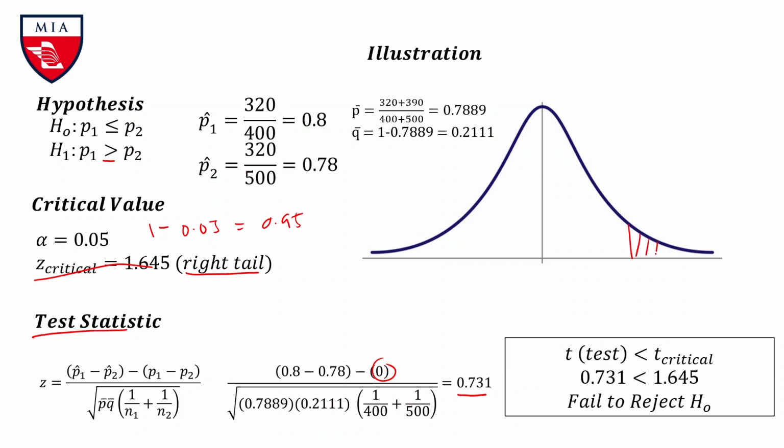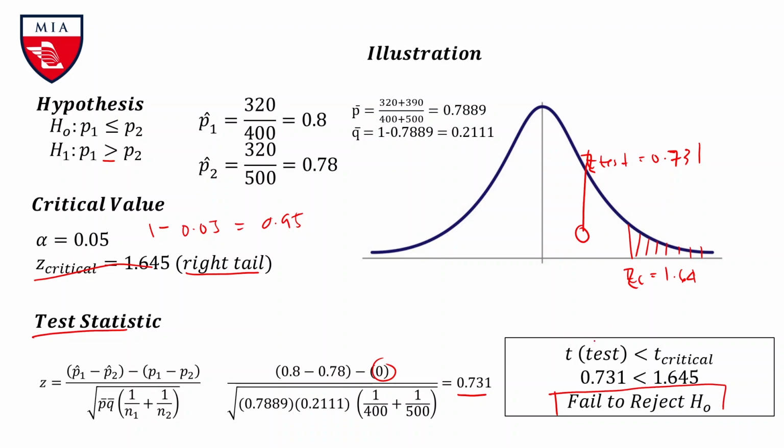So let's write a certain critical region. Okay, so our z critical is equal to 1.64 or 1.645. So let's assume that our test statistic is here. So this is equal to 0.731. Okay, so this is z critical and z test. Okay, so the value of our z test statistic is not in the critical region. Therefore, we fail to reject the null hypothesis.